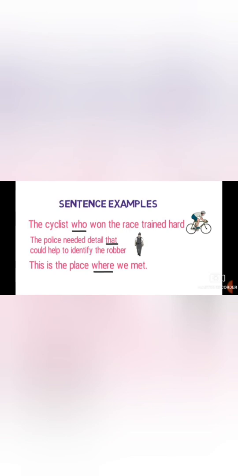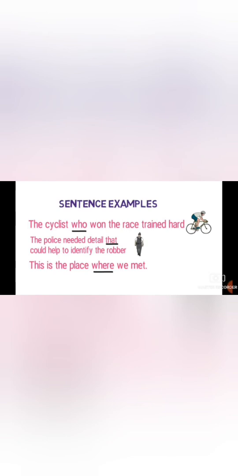The cyclist who won the race trained hard. Now who is here the relative pronoun, because it is relating the cyclist and the race. Cyclist is a noun and race is also a noun. Who is connecting the two nouns, that's why who is known as relative pronoun. Next, you have: The police needed detail that could help to identify the robber. Here that is used as relative pronoun. This is a place where we met.